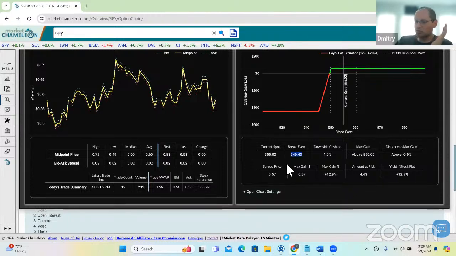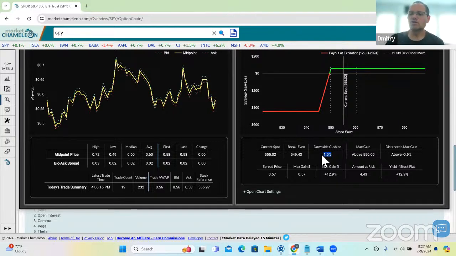Okay, so how much of a cushion? That means it can still go down, and we're not losing until it hits that 549.43. Well, how much of a cushion? We see it's 1%. So we have a little bit to the upside. We're good, right? To the upside at this point, we're good. To the downside, that's our risk. How much of a cushion? 1%.